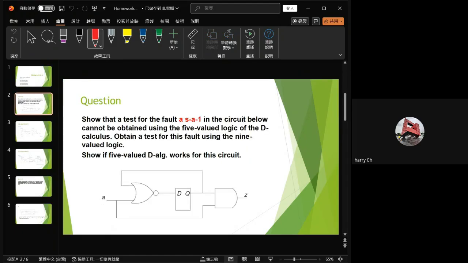First question: show that a test for the fault A-1 in the circuit below cannot be obtained using the 5-value logic of the D calculus. Obtain a test for this fault using the 9-value logic. Show if the 5-value D algorithm works for this circuit.